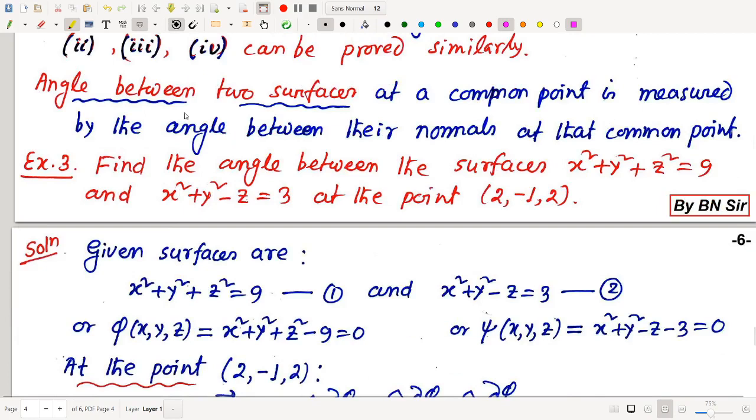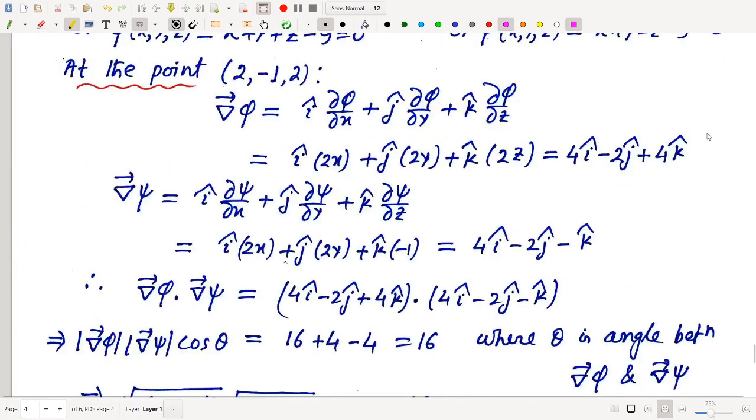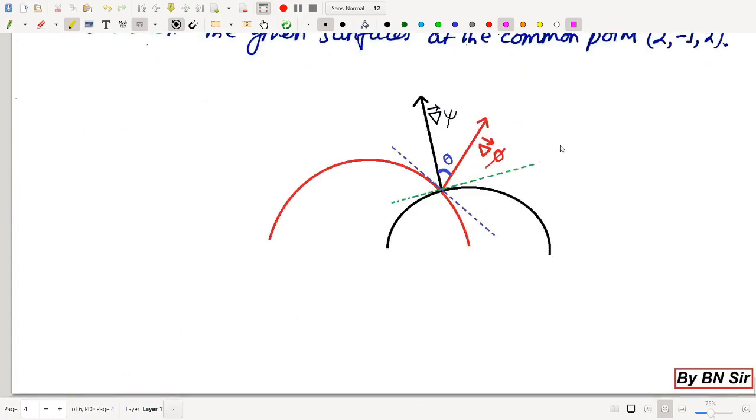Now let us see what is angle between two surfaces. The angle between two surfaces at a common point is measured by the angle between their normals at that common point. In case of curves, the angle between two curves we measure by angle between their tangents. In case of surfaces, actually we define angle between two surfaces as angle between their common tangent planes.